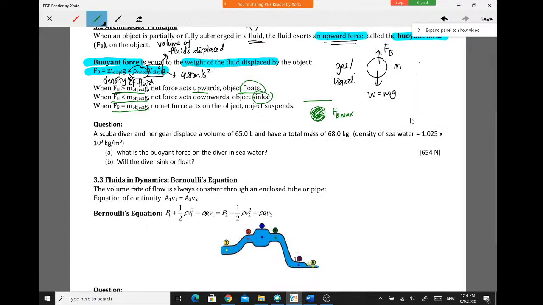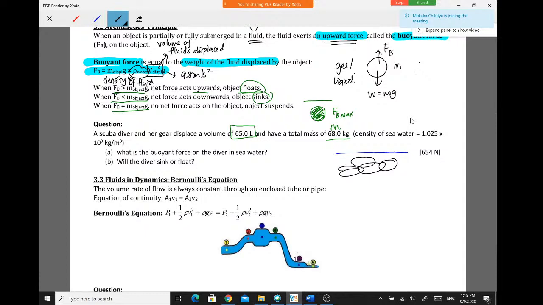So I would like you to try this question, or we try together. A scuba diver with her gear displaces a total volume of 65 liters, and the total mass is 68 kg. What is the buoyant force on the diver in the sea? So diver literally means the whole person will be underneath the water. This is the gear and this is the diver.